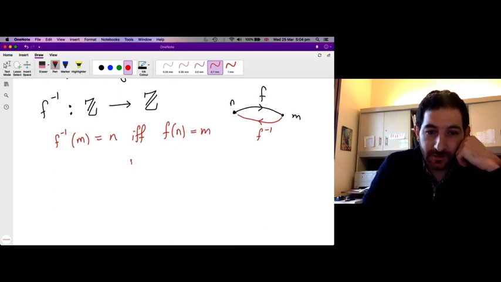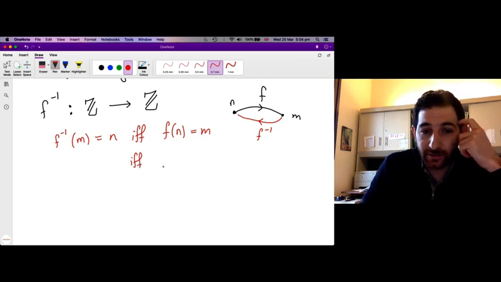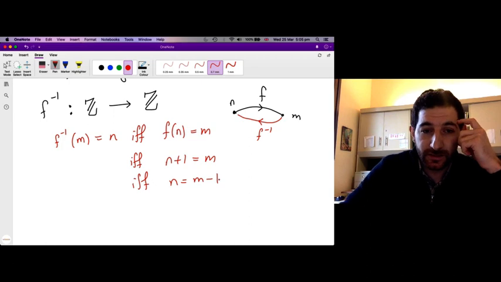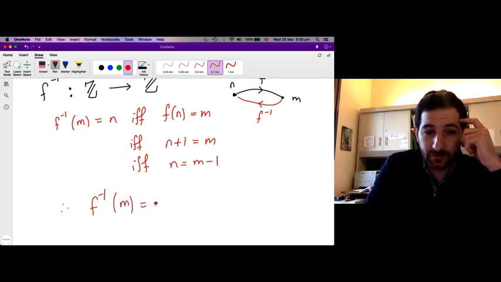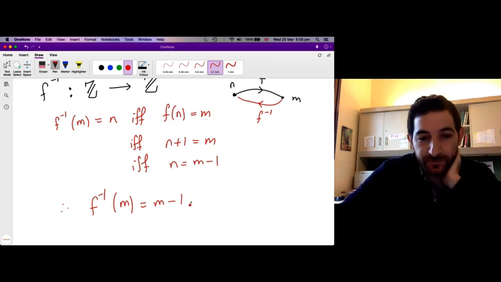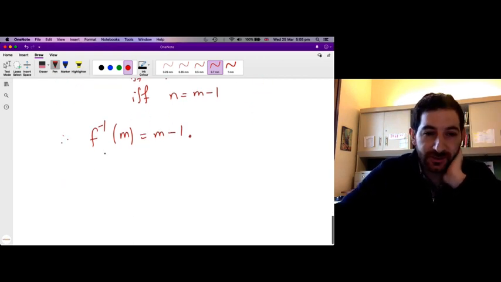If and only if, what is f of n? The image of n under f is the successor, n plus 1, which is m. And if and only if n is equal to m minus 1. So this means, therefore, the image of m under the inverse is n, but n is m minus 1. So what is the inverse function? It is the function which takes an integer as an input and produces its predecessor as an output.